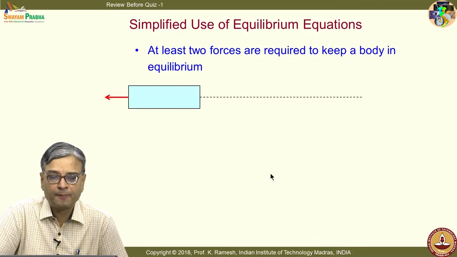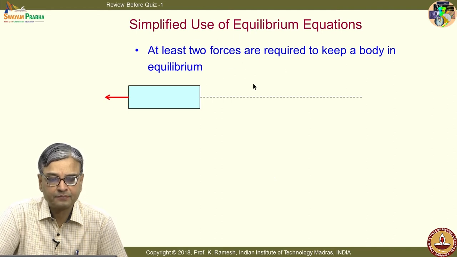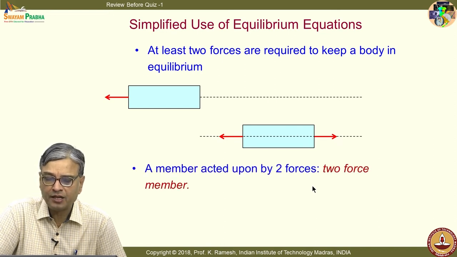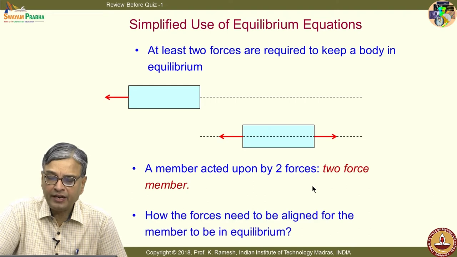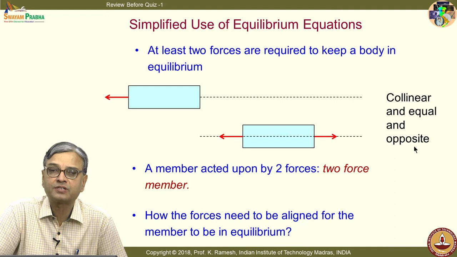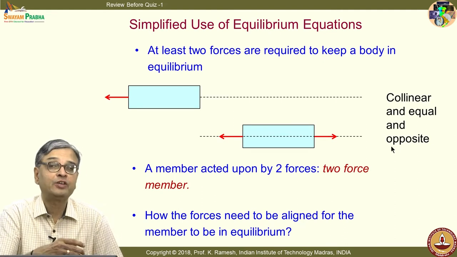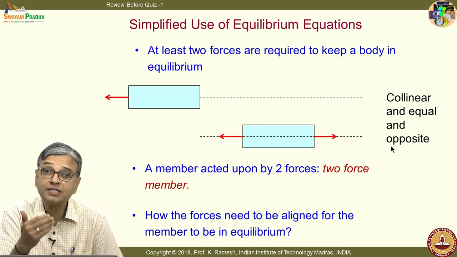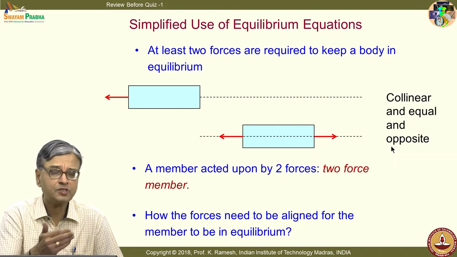Then we have also looked at, in many systems, you could identify equilibrium very easily if you recognize that I have a 2-force member or a 3-force member. And the question raised here is, if you have to keep a body in equilibrium, you need at least 2 forces. And how these forces should be? They should be collinear and equal and opposite. You would use this property when you recognize in an assembly of rigid bodies, if there is a 2-force member, you use this information effectively to reduce the complexity of the problem.